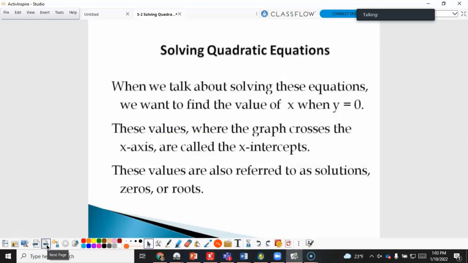When we talk about solving quadratics, we want to find the x value when y is equal to 0. These are the values when the graph crosses the x-axis. So as we just saw in the warm-up, these are also known as the x-intercepts. You will commonly hear x-intercept, solution, zeros and roots be used interchangeably. It's just the method with which you find them. The zeros or the x-intercepts come from the graph. The solutions or roots are quote-unquote found algebraically.